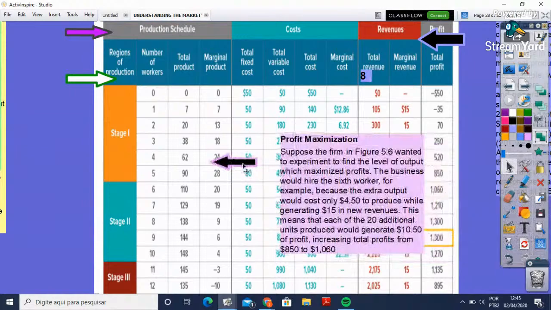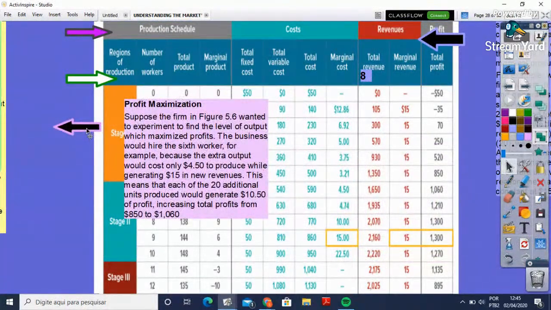Let's go to our total profit. What every company or firm needs, wants, and desires is profit maximization. Simple as that. Suppose this firm wanted to experiment to find the level of output which maximized profits. The business would hire my 6th worker here.